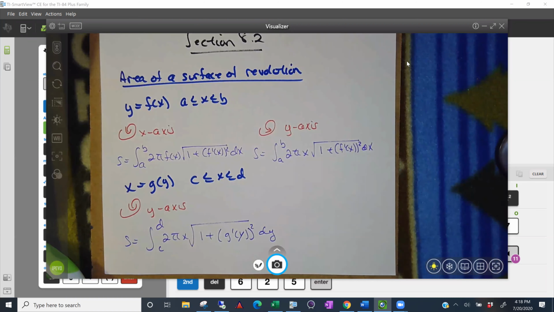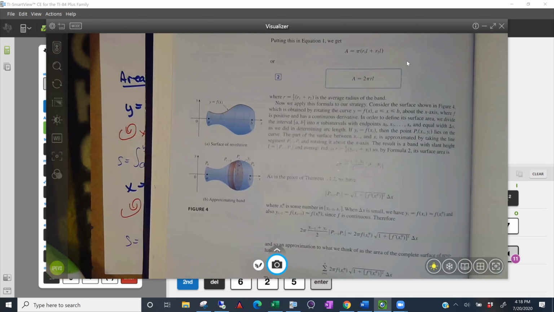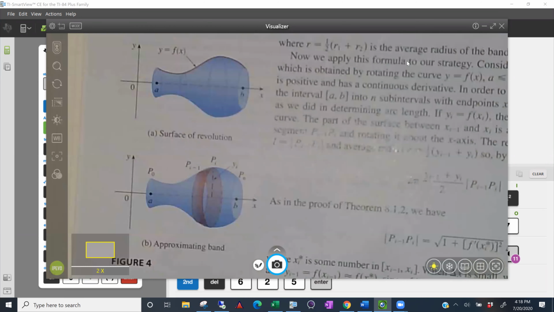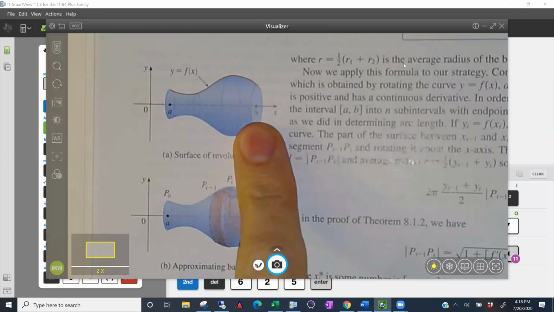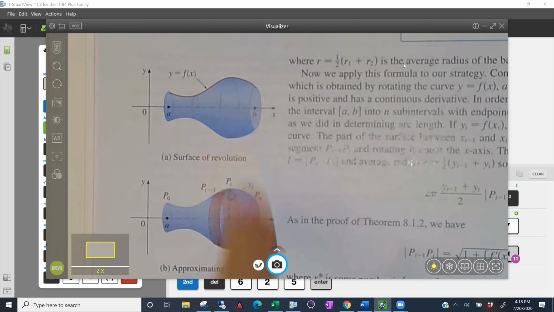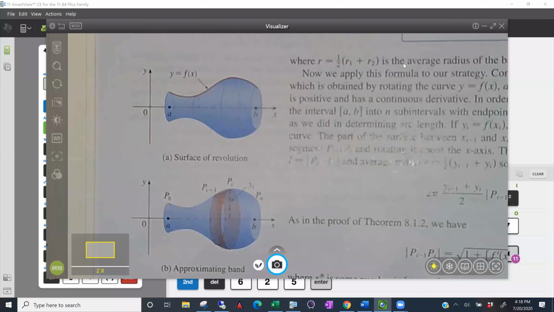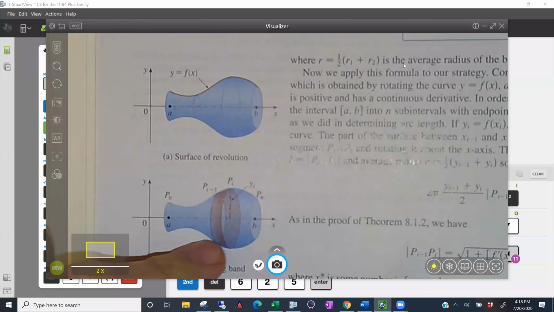So section 8.2 is going to talk about the area of a surface of revolution. What's going on is you're going to be taking a curve and rotating it around an axis and then asking, all right, well, what's the surface area? So for example, something like this pictured in our book, you take this curve, you rotate it around an axis, you get a volume. And we calculated the volume in chapter 6, but now we want to find the surface area.